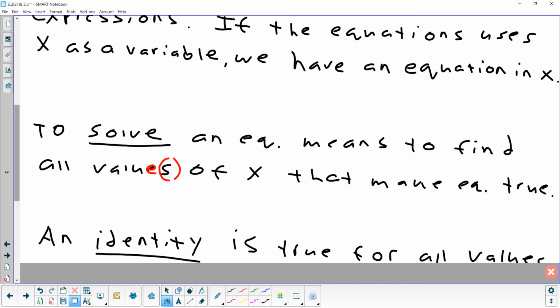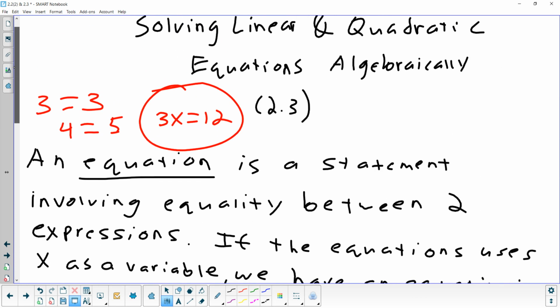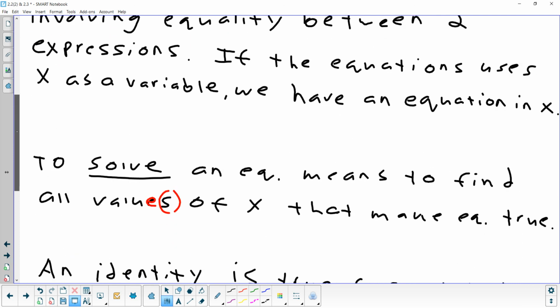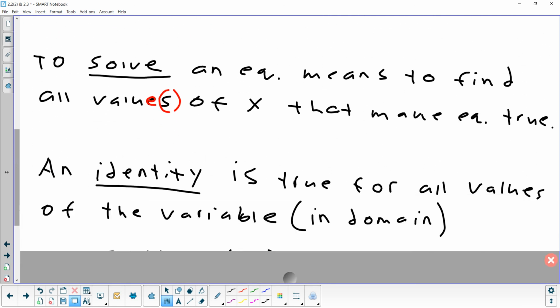So now I'm describing some of the specific kinds of equations you can have, and I actually have them all up here. This first one is called an identity. An identity is an equation that is always true. It's impossible to make it false. And if you're like, well, how could that happen? Well, think of something like this.